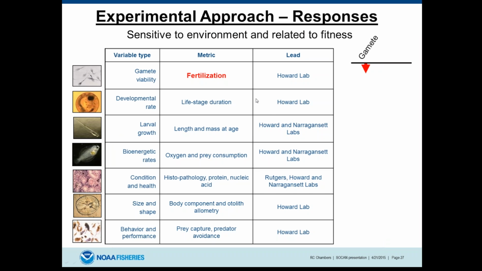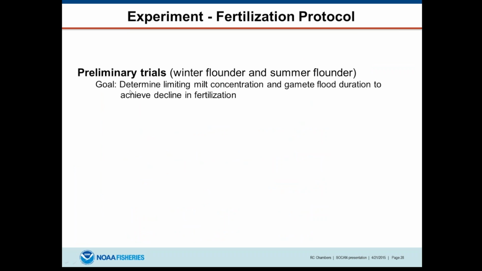The gamete study was done primarily under Ali Cadelmo's lead, who's again a postdoc in our lab. That study first established, through preliminary trials, an initial objective of finding the milt concentration and flood duration at which fertilization rate began to decline. With any additional stressor like CO2, we're trying to maximize the chance we could pick up that response. So we're looking at that shoulder of change from high to low fertilization rate.